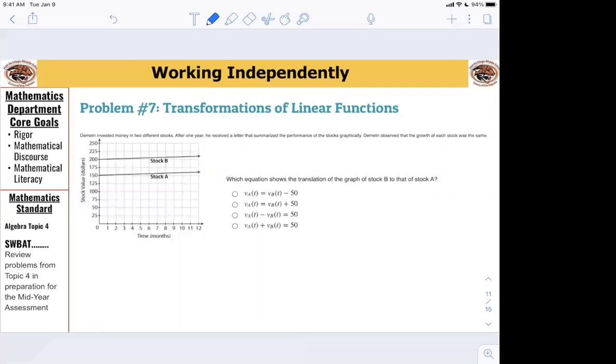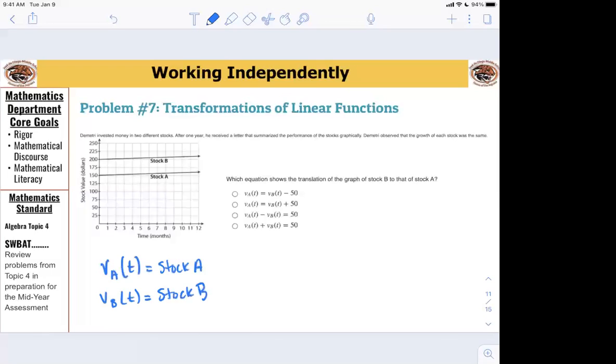So Dimitri invested money in 2 different stocks. After 1 year, he received a letter summarizing the performance of the stocks graphically. Dimitri observed that the growth of each stock was the same. Which equation shows the translation of the graph of stock B to that of stock A? And then we've got all of these crazy looking function notation-y things. But at the end of the day, VA of T, which one is that referring to? Stock A or stock B? Stock A. Yeah, this is stock A. And VB of T would be stock B.